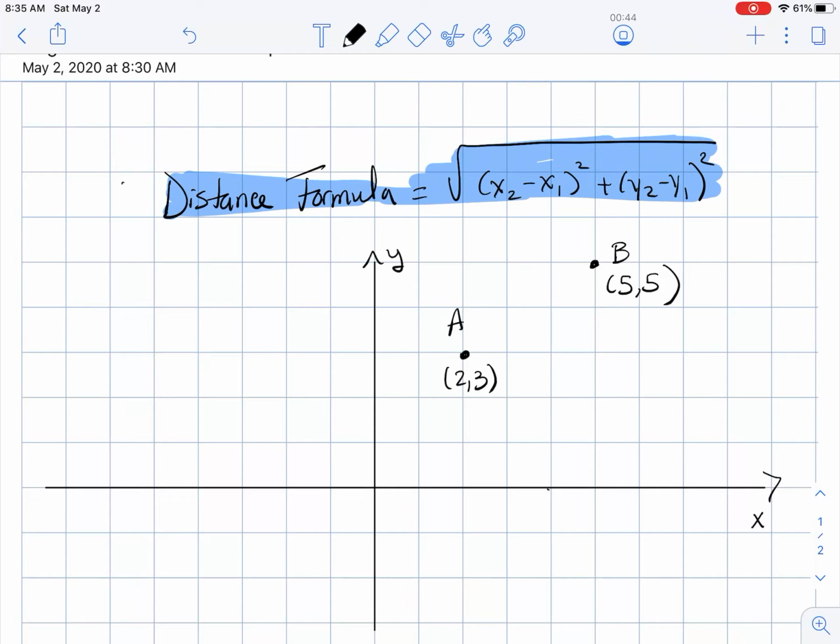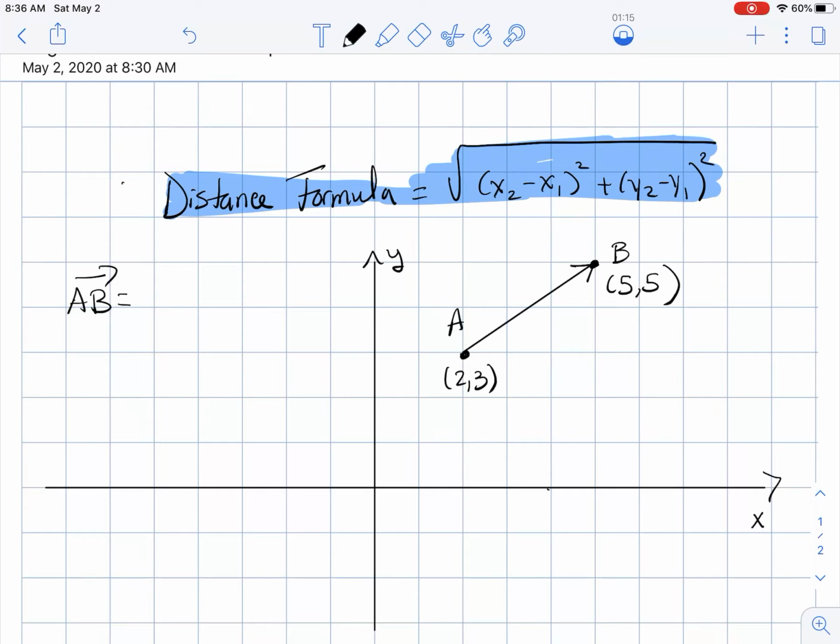Notice here I've got a point A that's (2, 3), and then the point B, which is (5, 5). Let me check that. 1, 2, 3, 4, 5. 1, 2, 3, 4. Yeah. If I have the tail at A and go to the head at B, that is a vector. As soon as I go from tail A to head B, that is the vector AB.